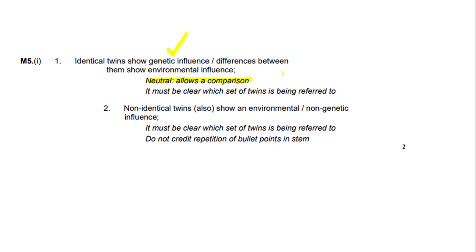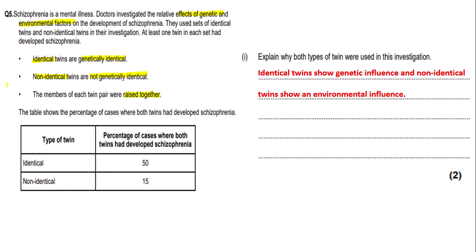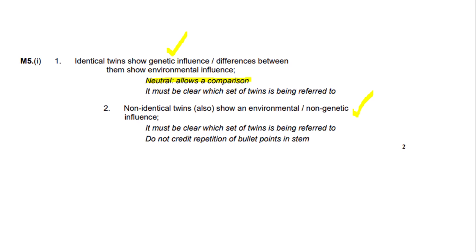The second marking point says non-identical twins also show an environmental or non-genetic influence. We wrote about environmental, so we would get all 2 marks for this question. It says also here must be clear which set of twins is being referred to again, and do not credit repetition of bullet points in the stem. So if you put in your answer the exact same wordings as these bullet points here, you do not get any credit, so you don't get any marks.